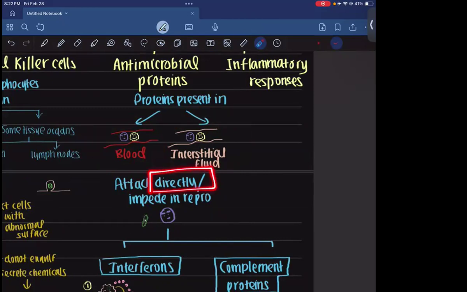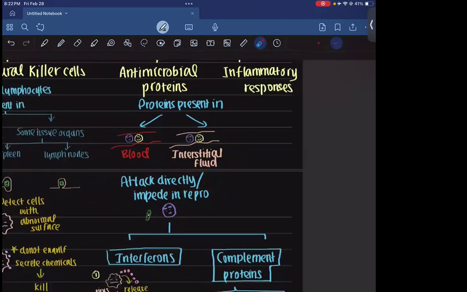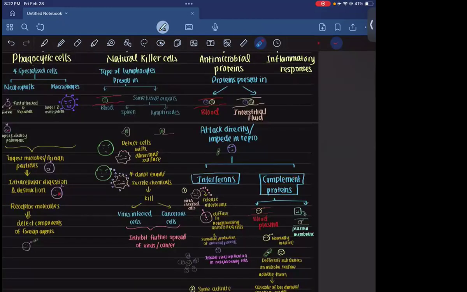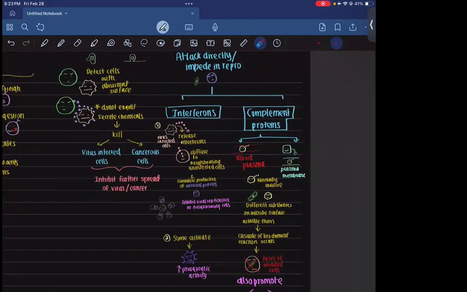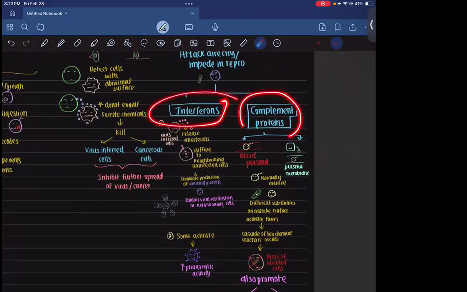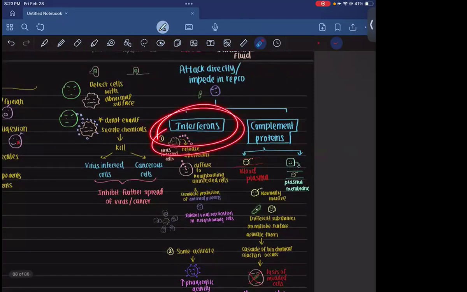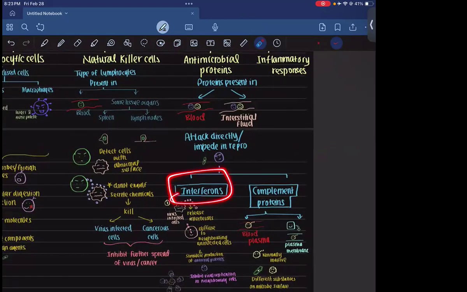They either attack the pathogen directly, or they can interfere in its reproduction and prevent it from reproducing, or else they can attack it directly and kill it. Okay. So there are two types of antimicrobial proteins. Now, we learned there are two types of phagocytic cells, neutrophils and macrophages, but their function is the same. But with antimicrobial proteins, there are two types, and their functions are different. You have interferons, and you have complement proteins.